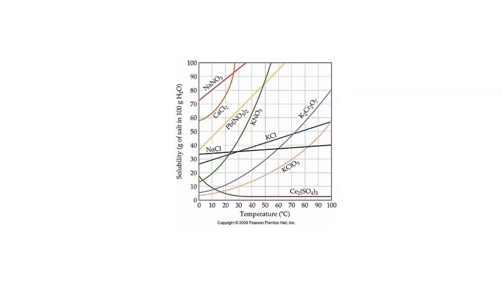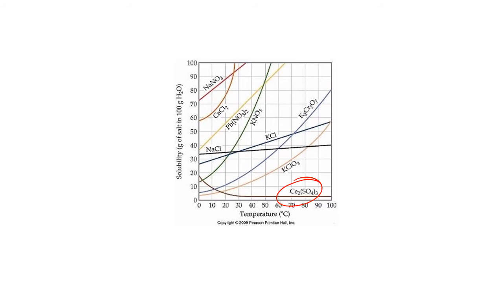Here's a diagram of that particular thing, and you can see that not all solids follow the rule that as you get hotter, it becomes more soluble. Which one doesn't? This one, Ce2SO4 doesn't, but most of the others do. All right, and some of them are linear, some of them are not.